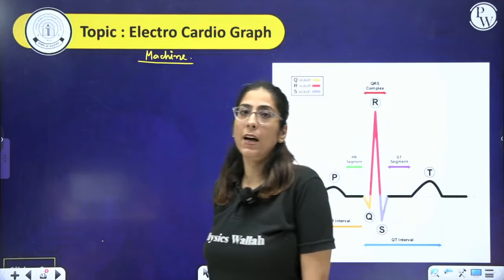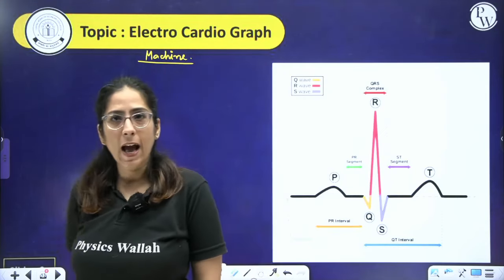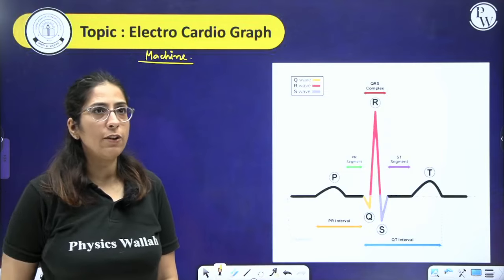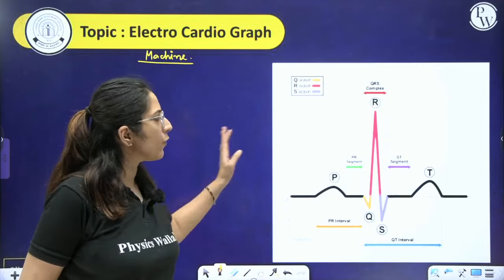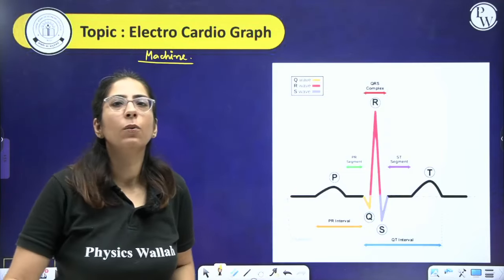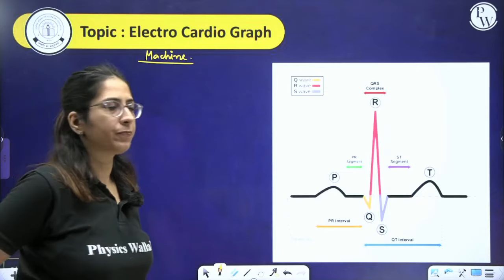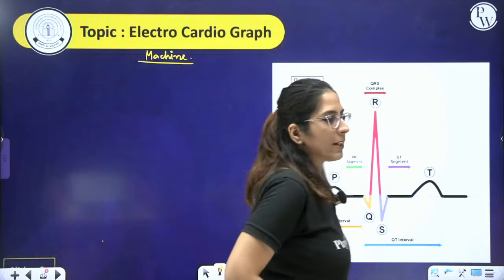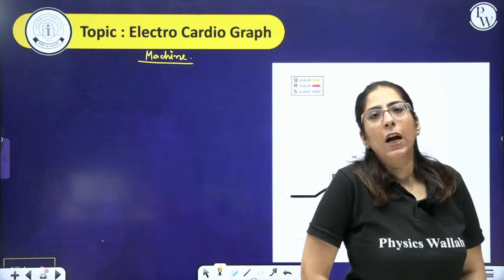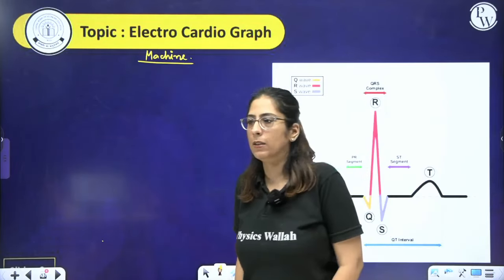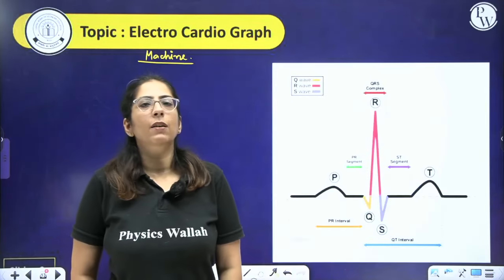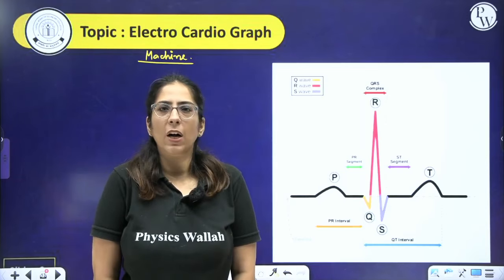So that is an electrocardiograph. The machine is the electrocardiograph, and the data which we get is an electrocardiogram, like this graph. This is a gram. Now, how is an electrocardiogram done? It is done with the help of the machine that I told you, the electrocardiograph.